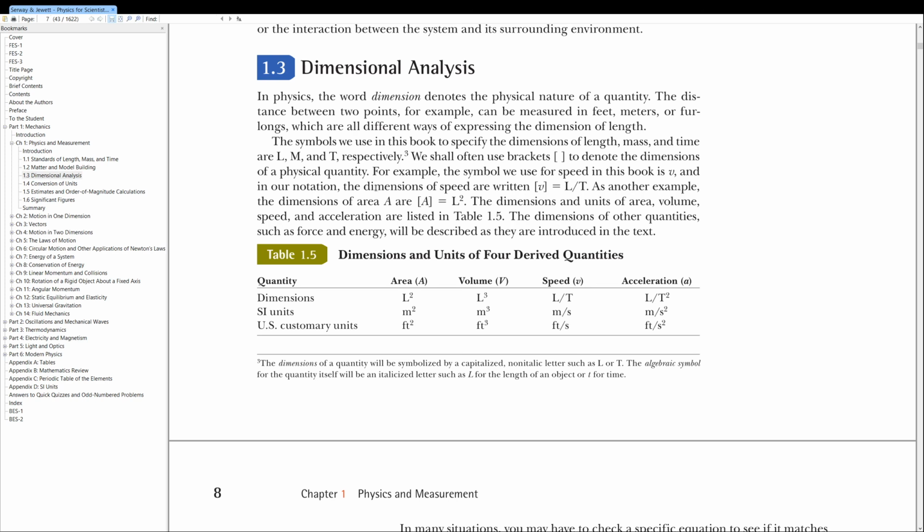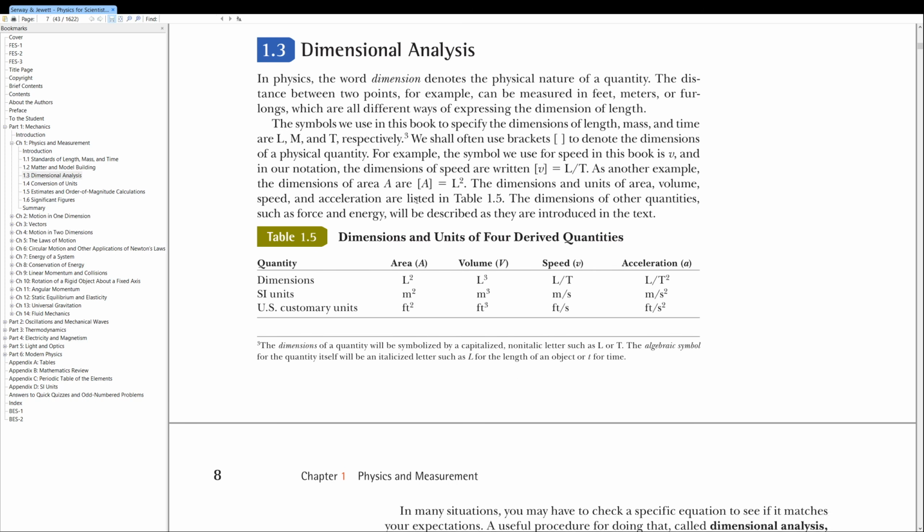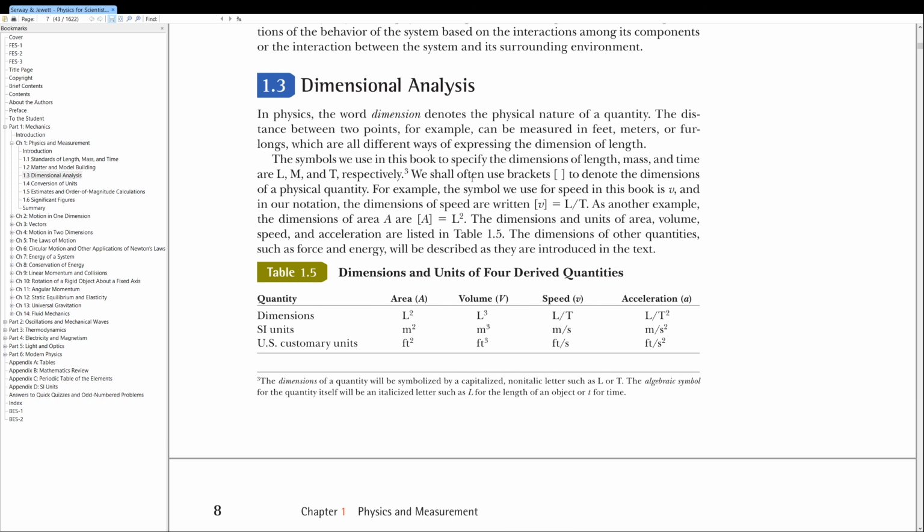It sounds really obvious, but it's very effective, especially for more complicated things that we're trying to analyze. And they give an example here. They say that we're going to use brackets to denote dimension of a physical quantity. For example, the symbol used for speed in the book is v. And in our notation, the dimensions of speed are written with brackets around the v, and they say that's just length divided by time. Okay. And the dimensions of area is just length squared.